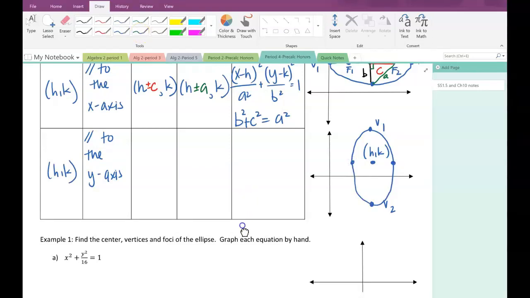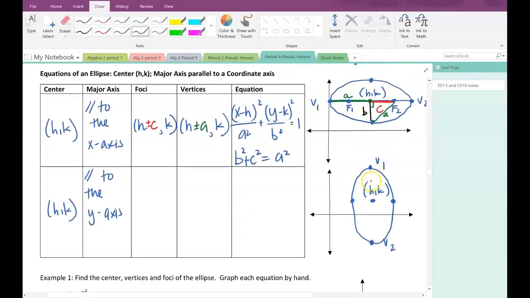So first box says the foci. The foci would be here, focus 1 and focus 2. As you can see, the h value is not changing, only the k value is changing, right? The y value of the coordinate is changing. So we will say, okay, well, h is not changing, we'll keep h as is. The k, if we add a c value, it will give us f1. If we minus c value, it will give us f2. So from here to here is c. So plus or minus c.